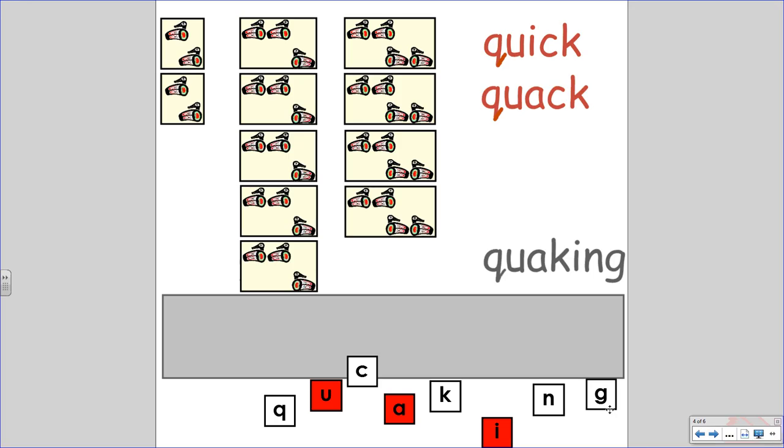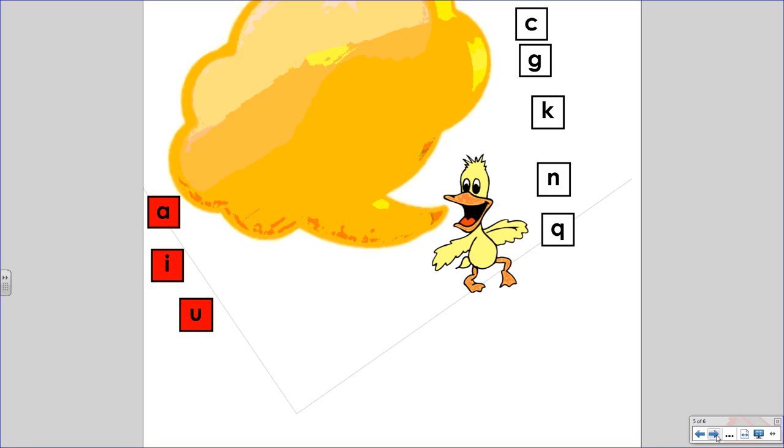First clue, you need to use all of the letters. Second clue, it ends with ing. Third clue, it starts with qua. Fourth clue. This picture gives you a hint about the word. Let's see if you can spell it before I do.